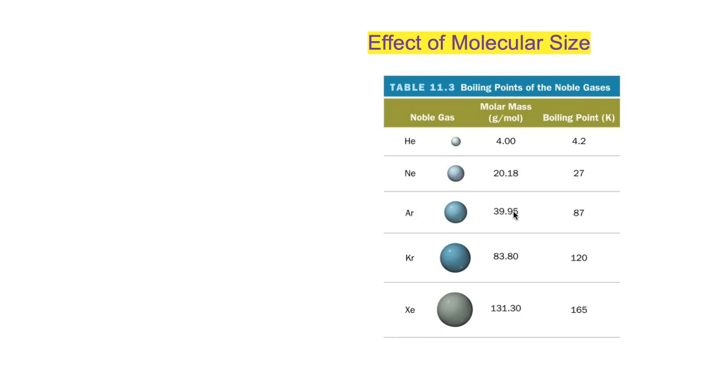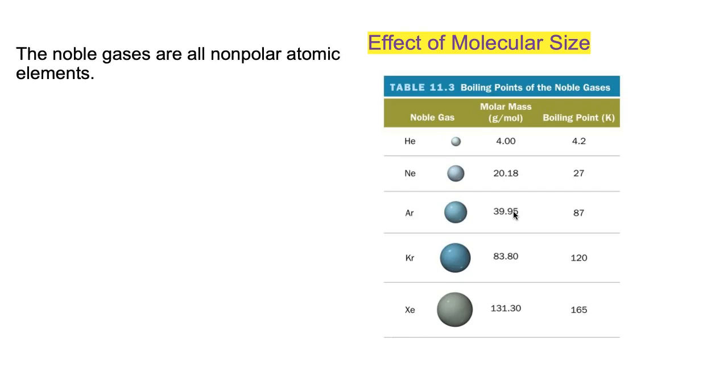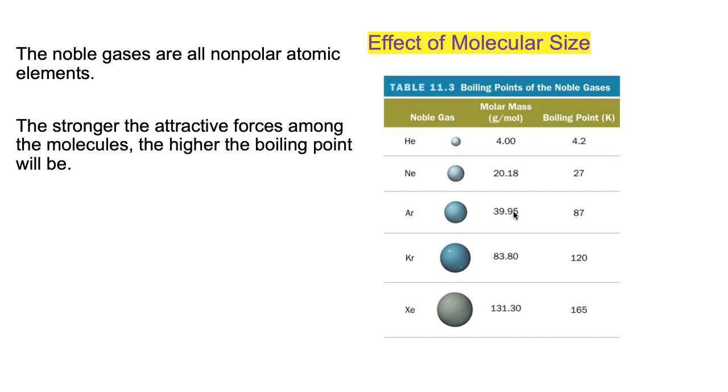Now let's check out the effect of molecular size on these dispersion forces. The noble gases are all nonpolar atomic elements. The stronger the attractive forces among the molecules or atoms, the higher the boiling point will be. And we can see that over here. As we go down the column for the noble gases, the molar mass increases, the number of electrons and protons increases, and so does the boiling point.